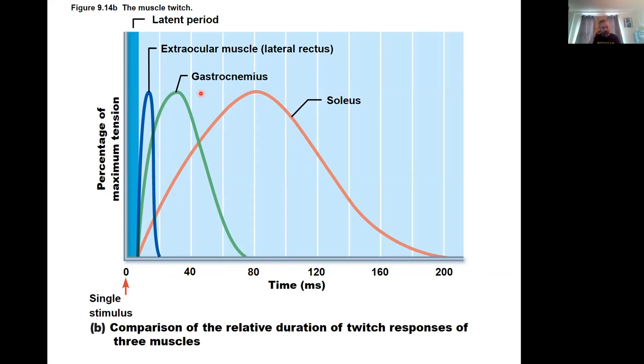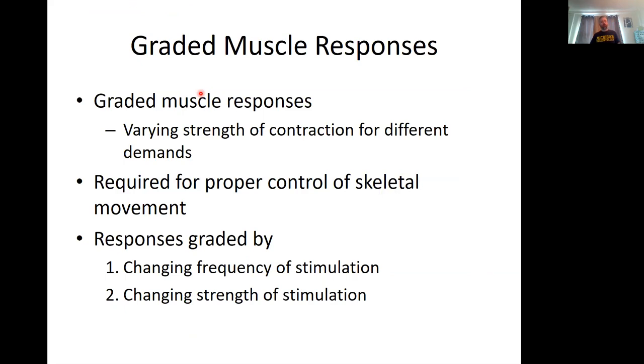So again, kind of keep this in the back of your head as we move forward into the next video for how the chemistry of that is actually going to work. Now, we're going to use all of this bit of information here in order to make a contraction of a single muscle stronger or weaker, right? And what we're going to refer to that as is a graded muscle response. Just like we had a graded potential that was like a dimmer switch, a graded muscle response is the same kind of idea.